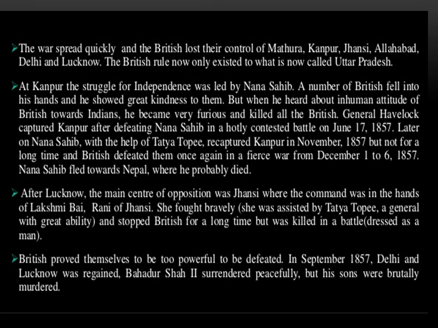The war spread quickly and the British lost control of many areas like Mathura, Kanpur, Jhansi, Allahabad, and Delhi as well. So all these areas came into the Indian soldiers' hands. Lucknow was also taken, and the British rule came to an end and ceased to exist throughout what is now called Uttar Pradesh. Till Uttar Pradesh, all the areas came into the Indians' hands.